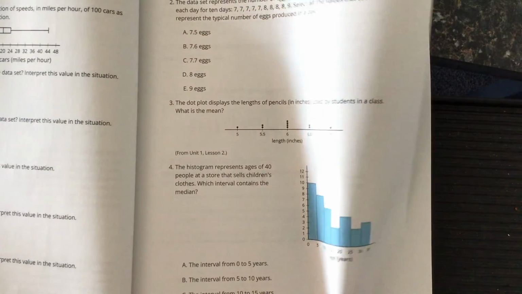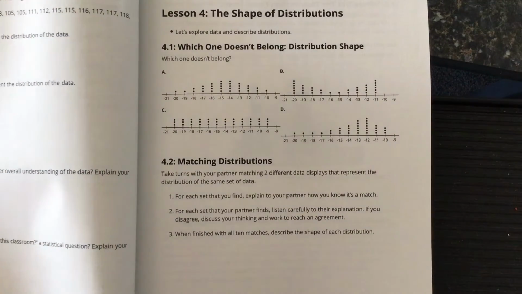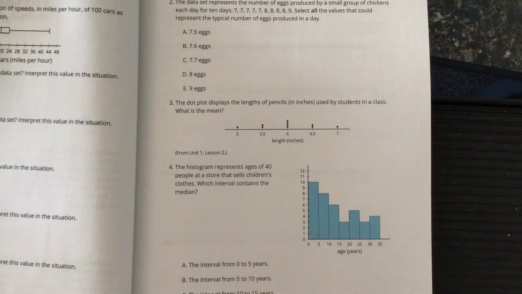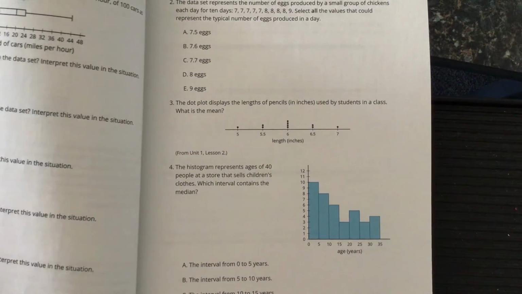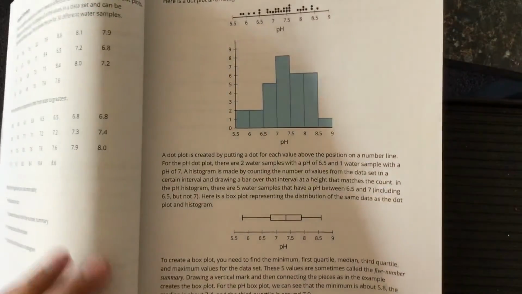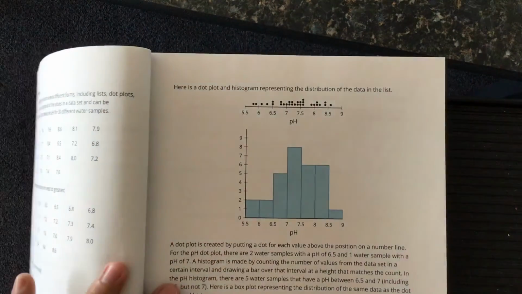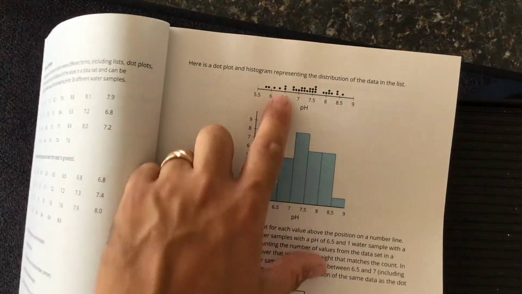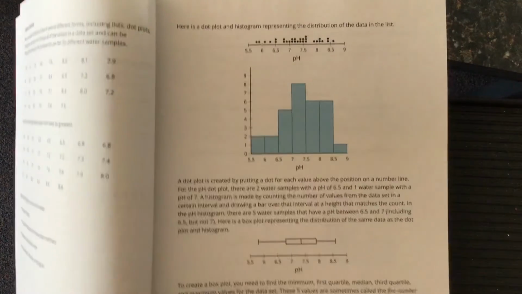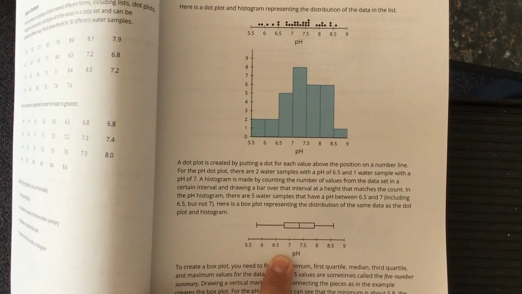Your homework will be 22 through 24, just 6 questions. Again, you're going to make that display of the 3 types that we've talked about so far. They're all for you there on page 21. Again, dot plot, histogram, box and whisker. Those are the 3 you're making.